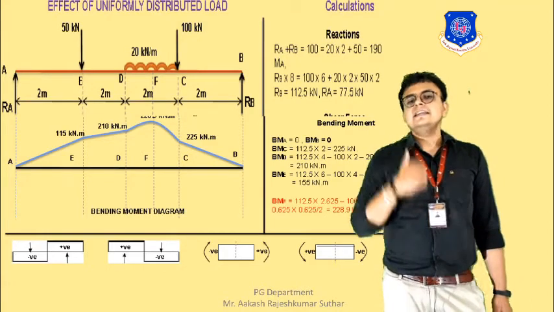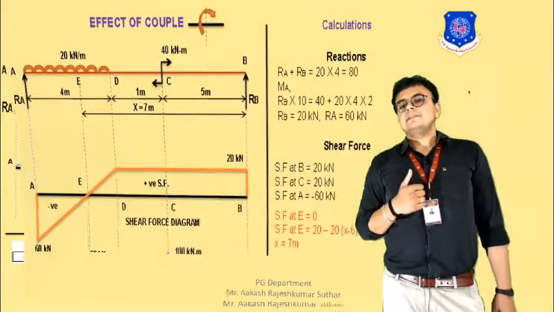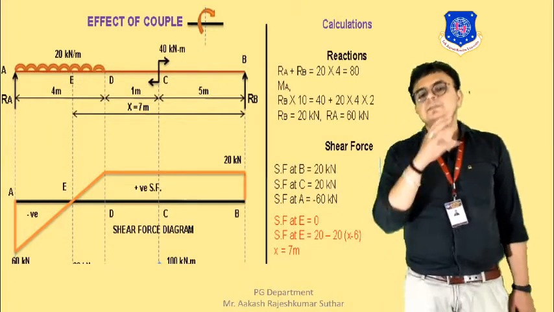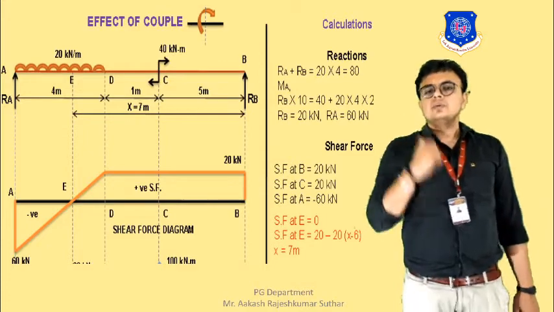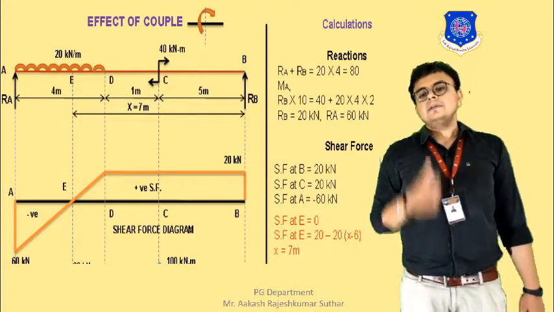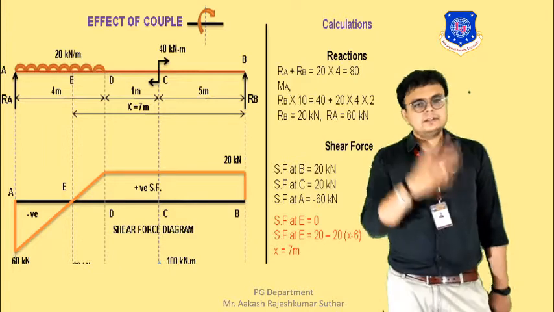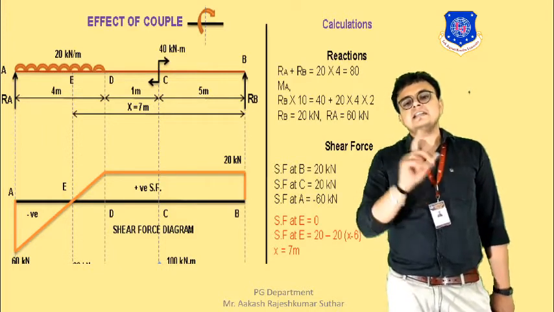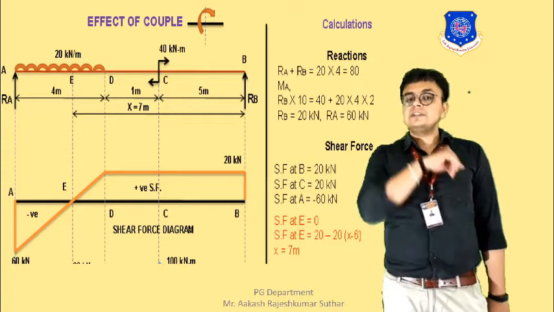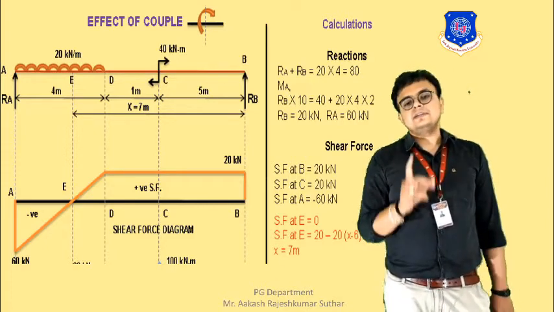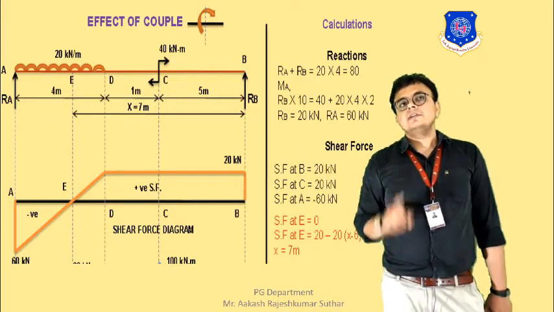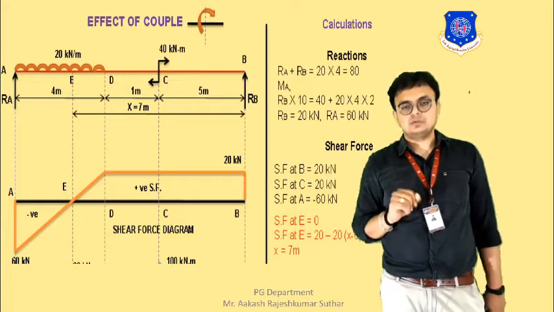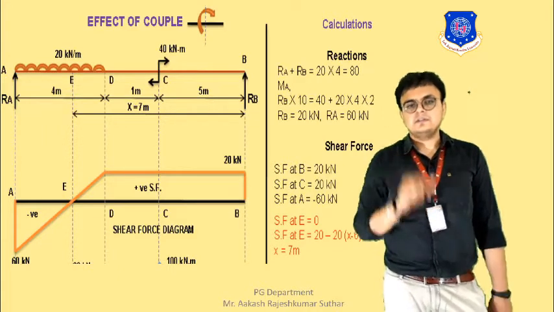Now let's see a problem related to a couple. Whenever a couple is acting on a beam, this is how we can solve the beam. Here we have the two reactions, RA and RB, over which we have the UDL from A to D, and we have a couple at point C. A 40 kilonewton meter couple is acting on it. Okay, you can see in the figure.